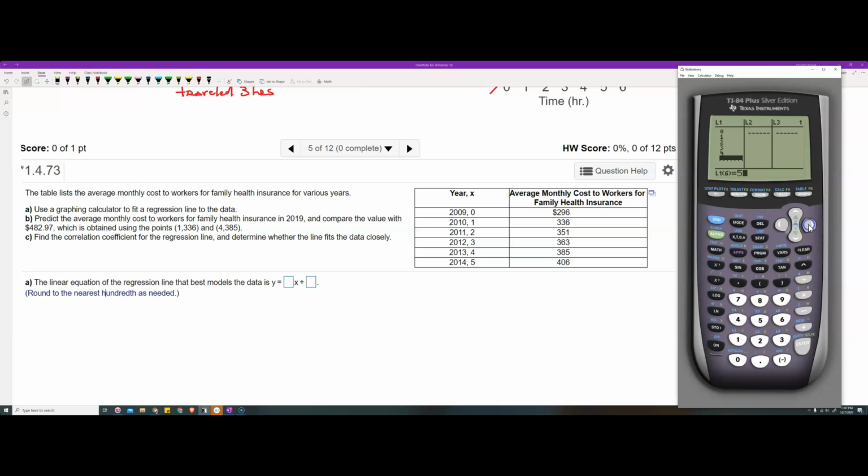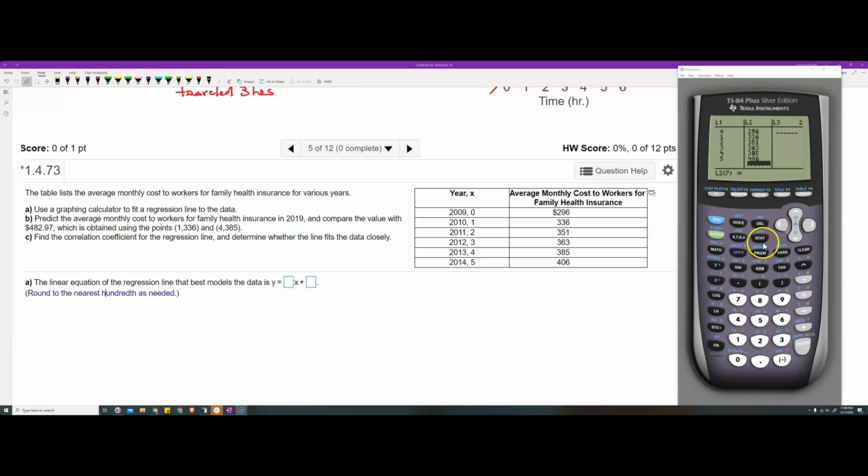And then we go over here, just use your arrow keys, go over to List 2 and put in the cost of insurance, the average monthly cost for insurance. Alright, my two lists are filled in, so double check, make sure you typed in the numbers correctly.